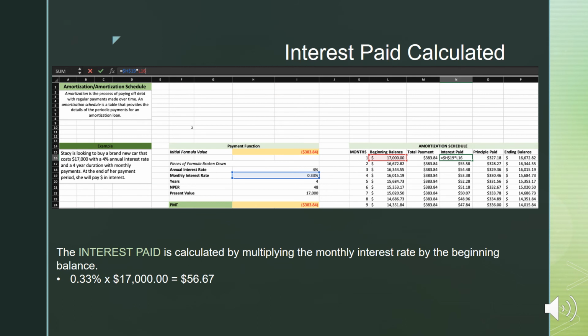Next, we move on to calculating the interest paid in an amortization table. Here we have a picture of what it might look like in your Excel spreadsheet if you were to do this for your own loan term. So to calculate interest paid, you have to multiply the monthly interest rate by the beginning balance. In this example, we see that you would do this by multiplying the monthly interest rate of 0.33% times the $17,000 that you had at the beginning. Once you do this, it comes out to be $56.67 that you are paying in total for interest only.